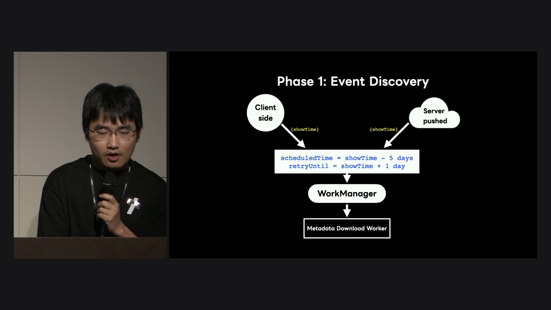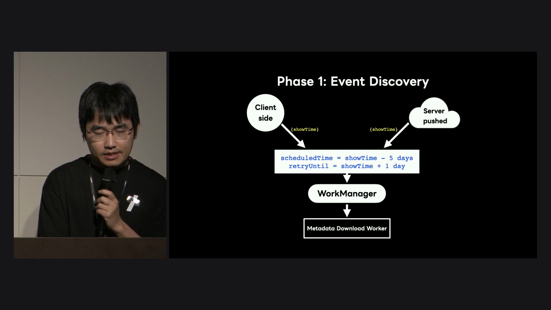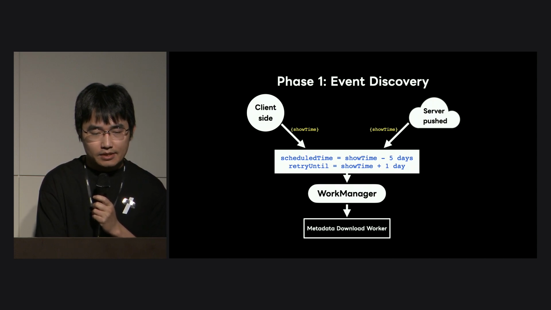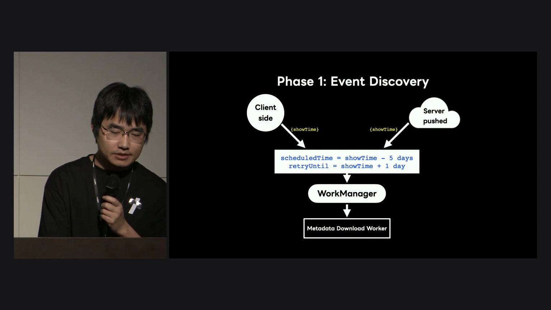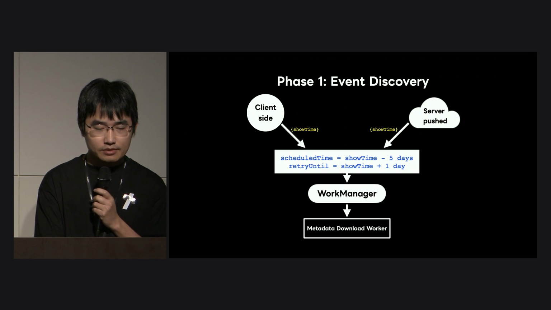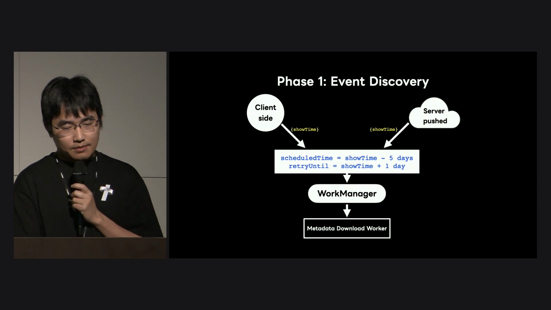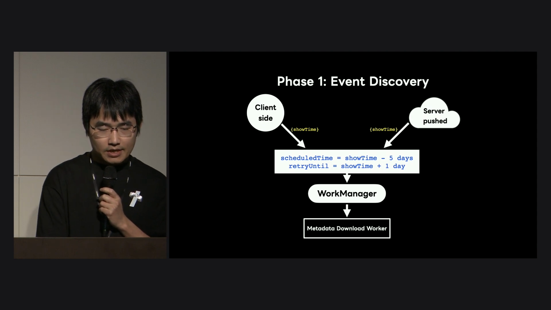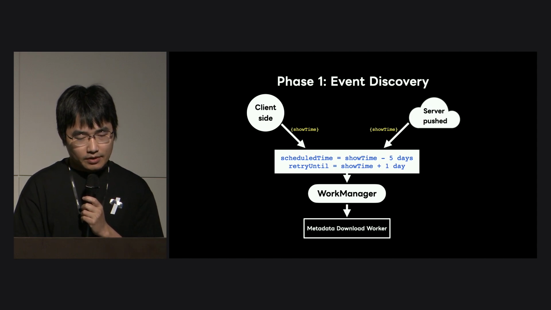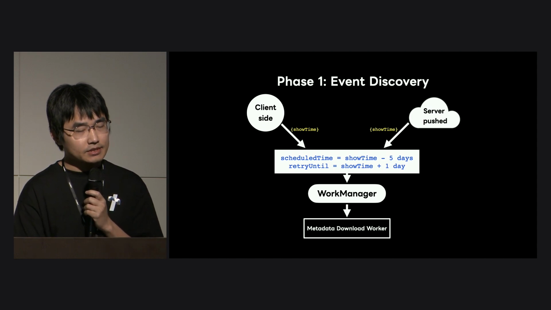And the Work Manager is the only building block here. When an event is discovered, we schedule the metadata download worker with essential information like event time, event ID, and retry deadline. And what if the same event is updated? The answer is simple. We just need to reschedule the metadata download worker with the new information. By the time someone's birthday approaches, phase 1 has already discovered the event and scheduled everything. This early planning gives us a 99.9% delivery success rate.